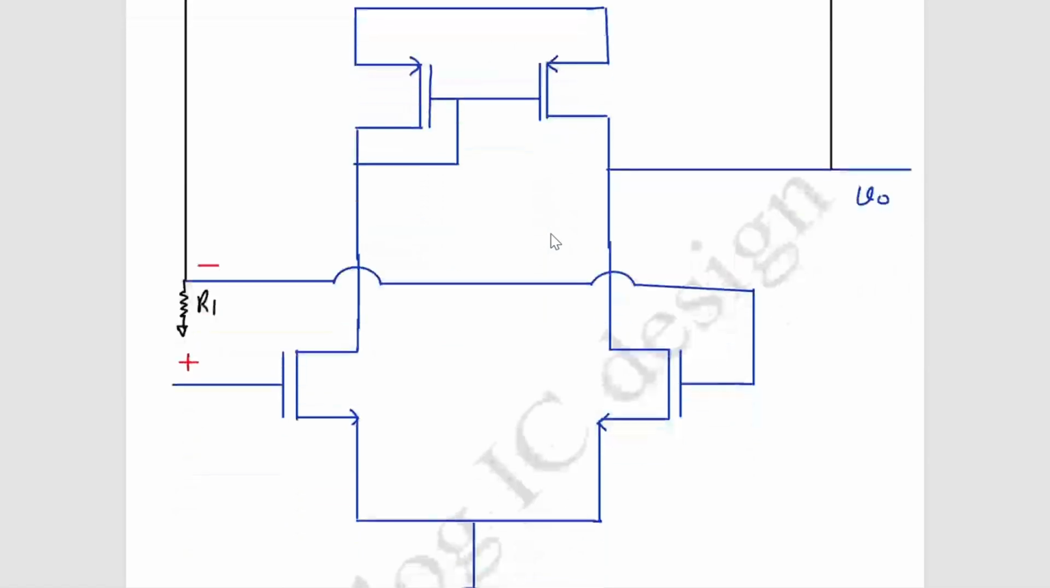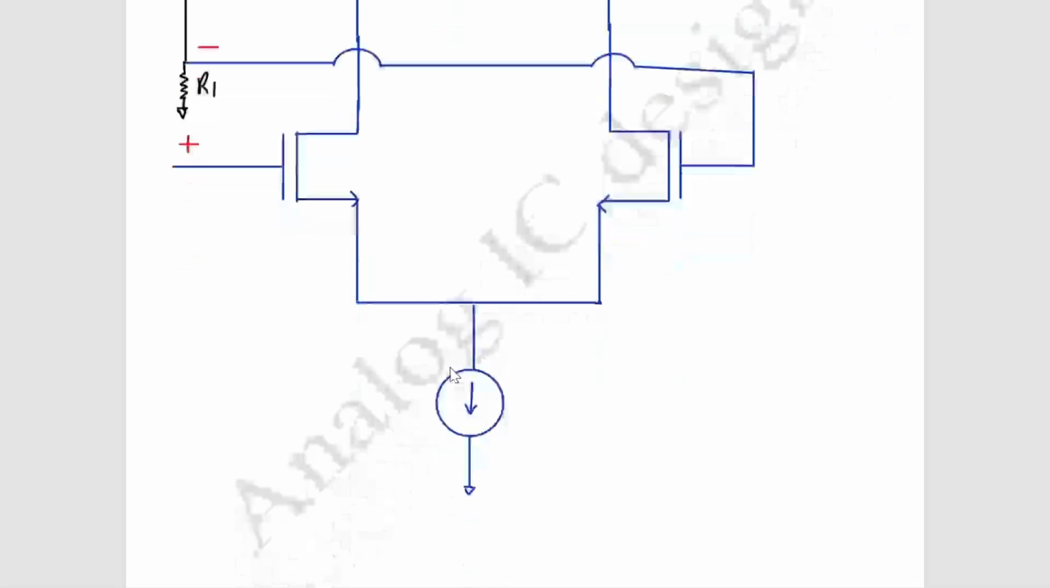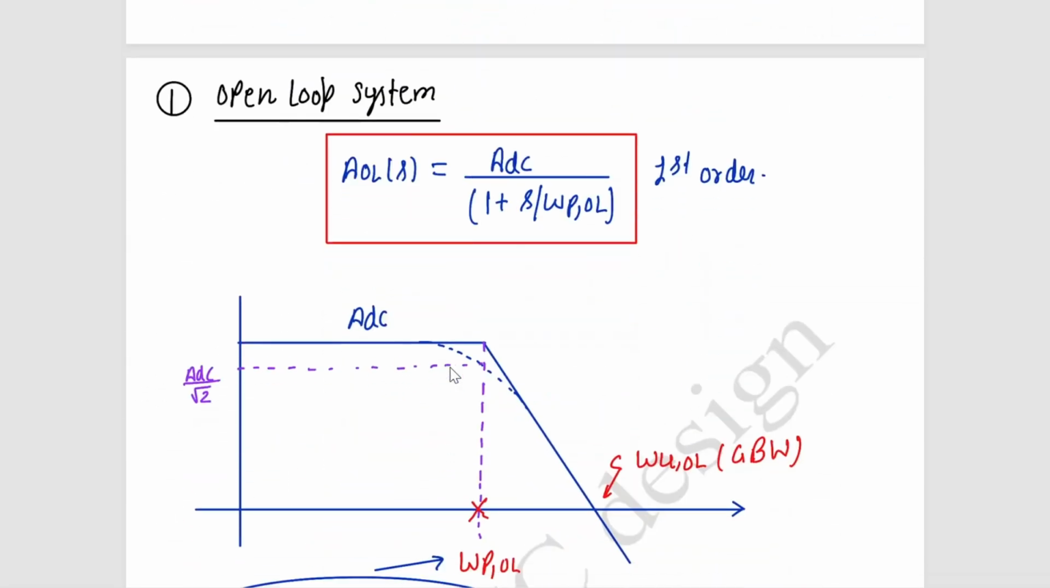So how will we represent this? We take the output RF and feed back a part of this output to the input side. Okay, so this is how we will represent it. Now let's analyze the whole system. First, let's consider the open loop system.